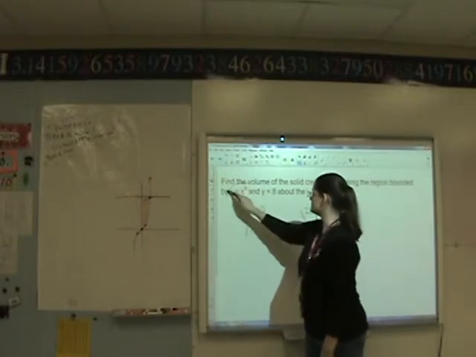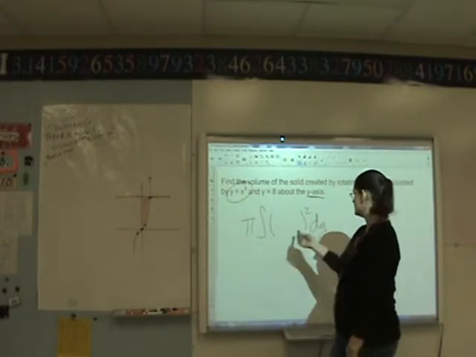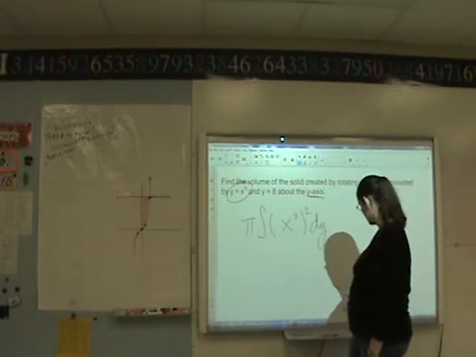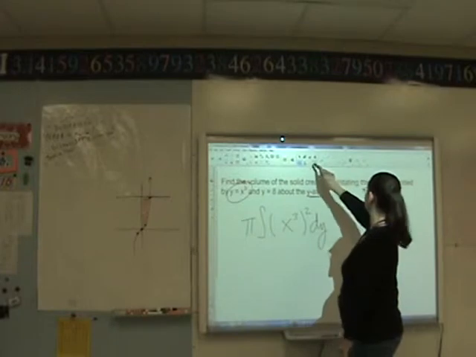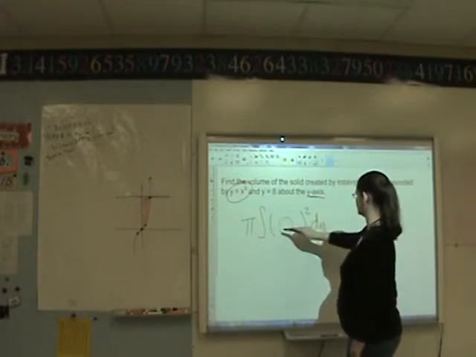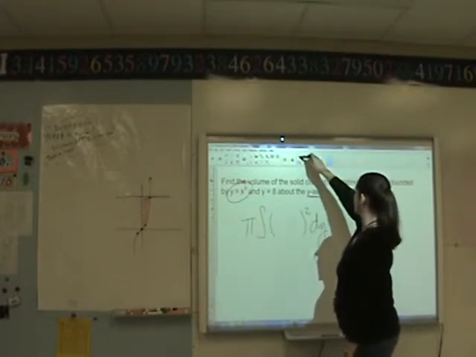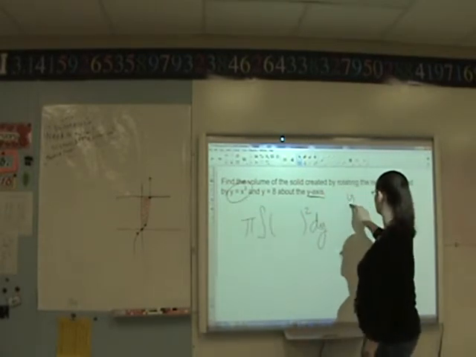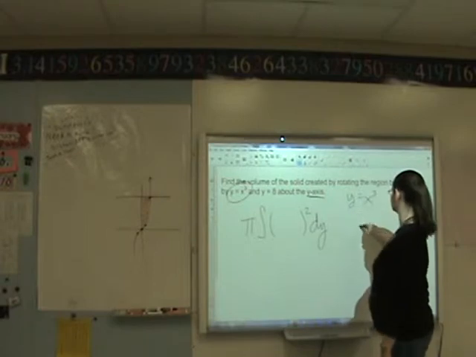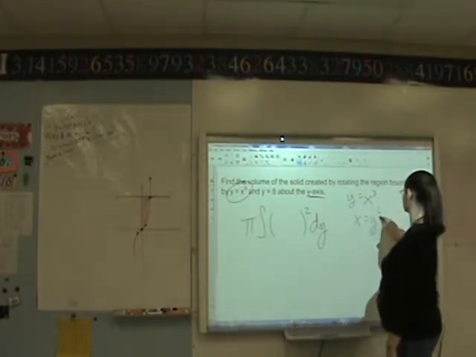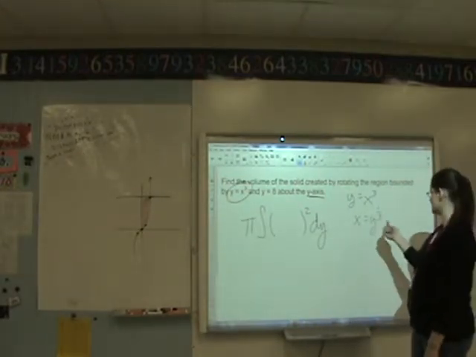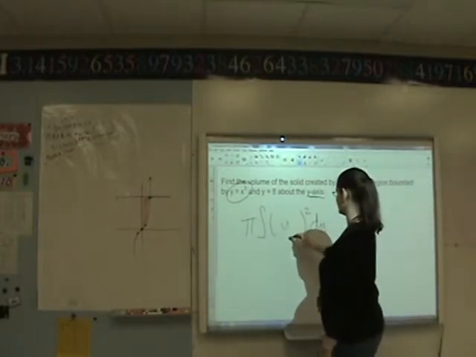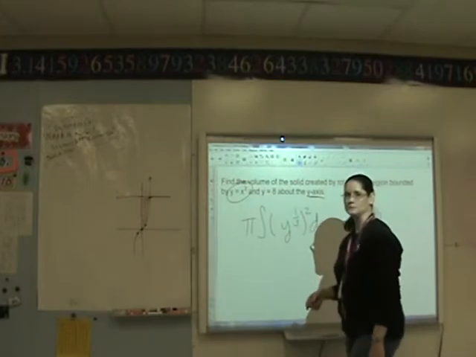What's my function? Y equals x cubed. Can I write x cubed in there? No, I can't, because I cannot have x's and y's together. I'm only using y's here, integrating with respect to y. So I've got to take y equals x cubed and solve it, get x equals. So you can write it as cube root. I say write it as y to the 1/3 because you're going to want it like that to be able to do your power rule.